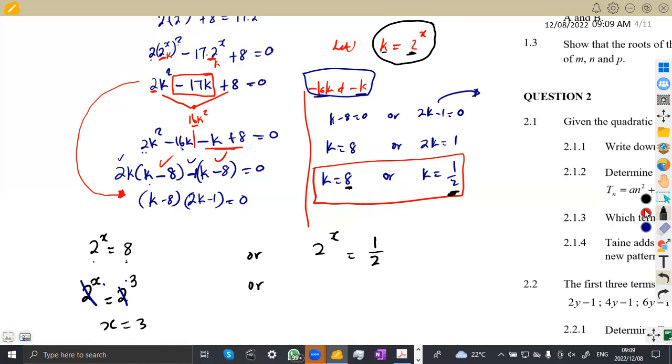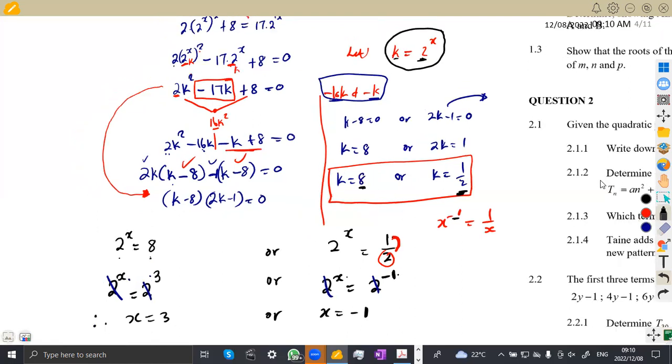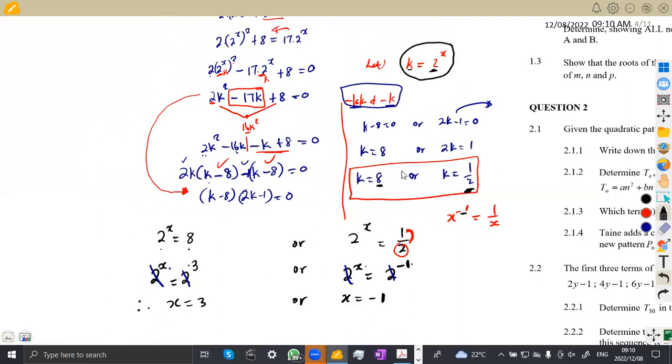Or on the other side, here, put 1/2, where we know that x to the exponent of -1 is equal to 1/x. So 1/x simply means a number to the exponent of -1. So this means we're going to have 2 to the exponent of x being the same as 2 to the exponent of -1. So from there, just like what we saw here, the bases are the same. Definitely the exponents will be the same. So x is equal to -1. So these are the solutions that we are going to have: x is equal to 3, or x is equal to -1.